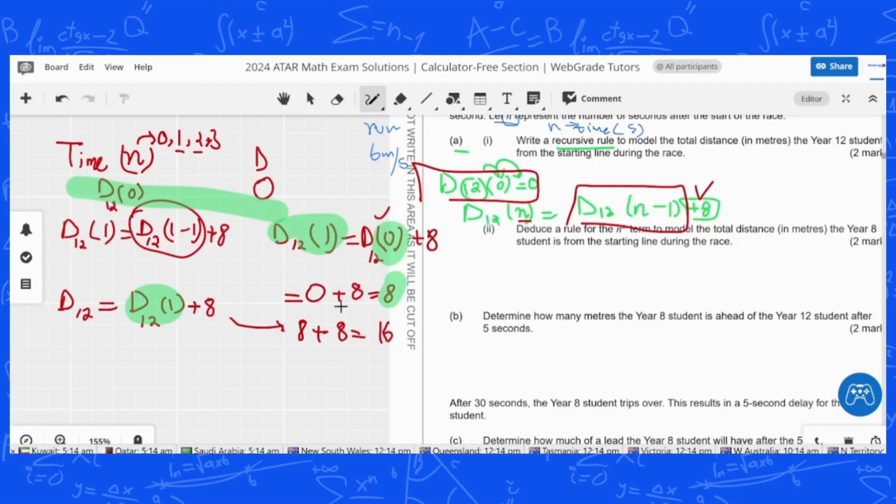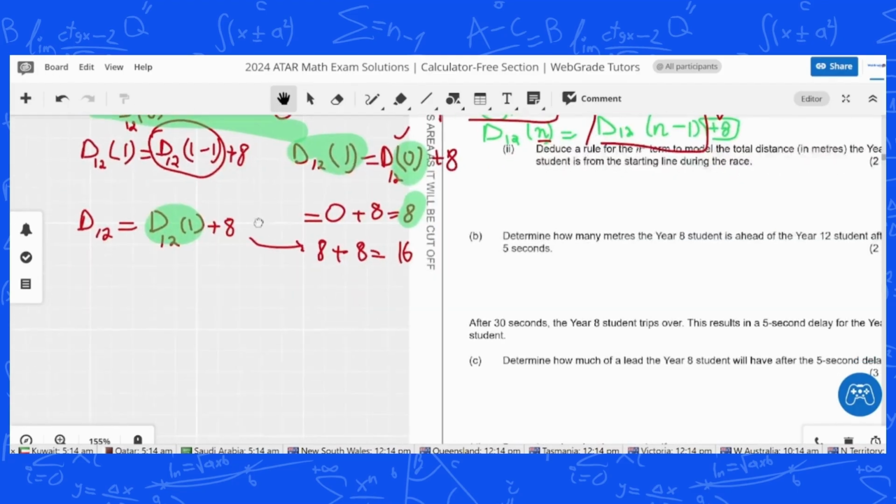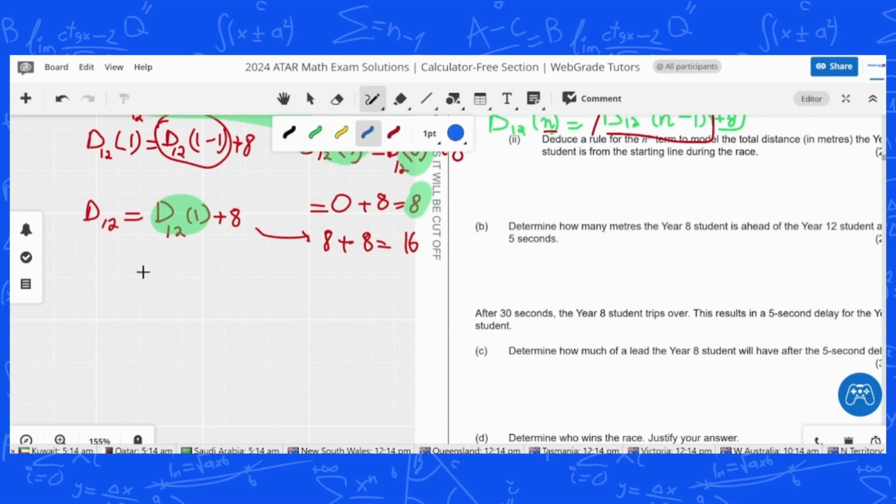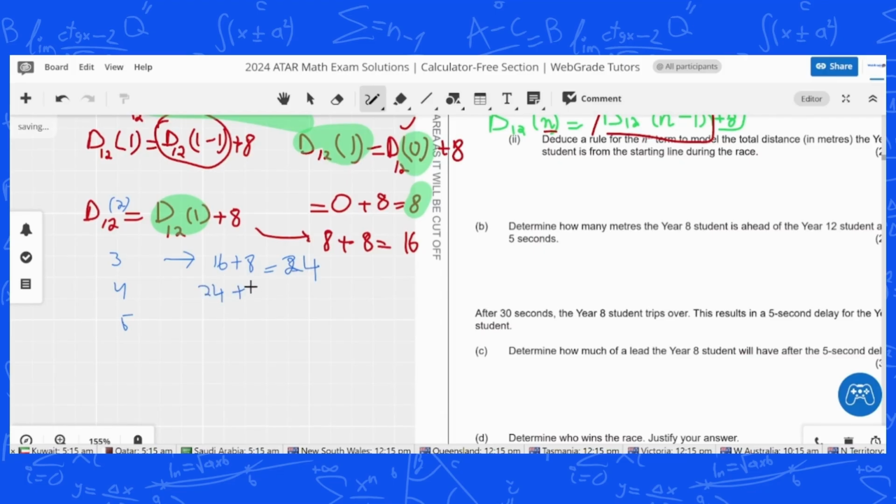Which means that 8 is the pattern here. We can add 8 to the previous number for getting the new number. Now for 3 seconds, 4 seconds, and 5 seconds, we can just take 16 plus 8 in the previous one. That will be 24, and then 24 plus 8 will be 32, and then 32 plus 8 will be 40 here. So we can see that after 5 seconds, the year 12 student has to run 40 meters. This is the meaning of 8 times 5. We can also take 8 times 5, which is equal to 40. It's just a shortcut to get the fifth term of the pattern.